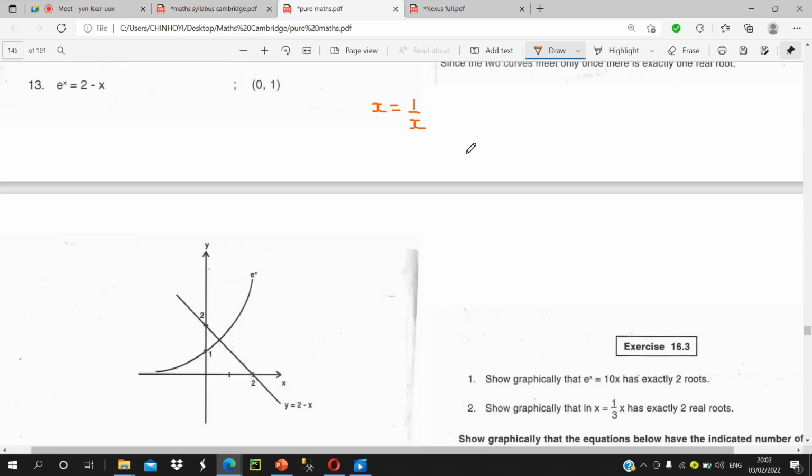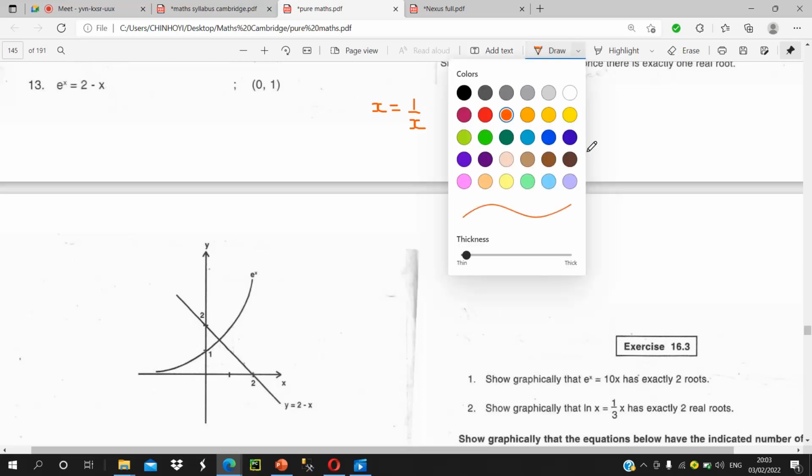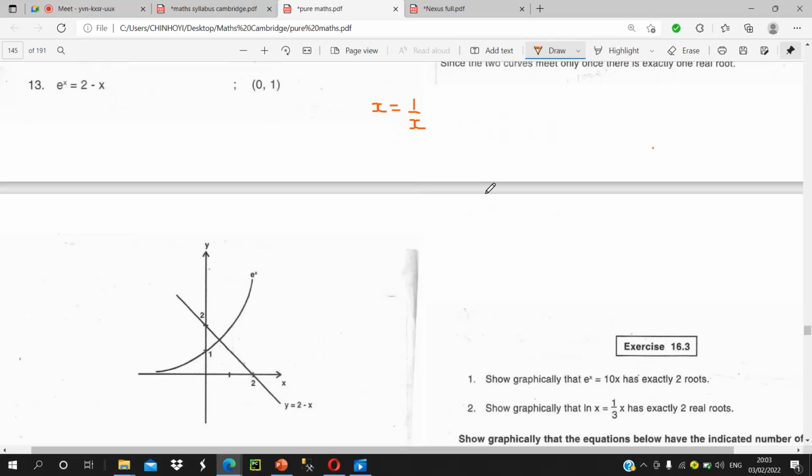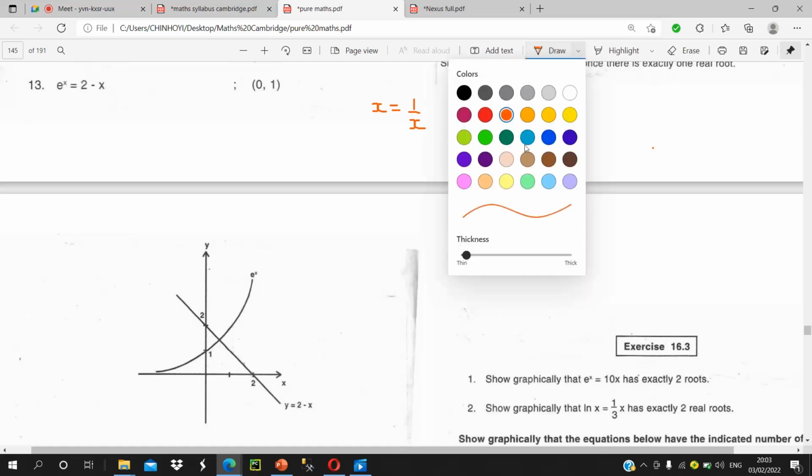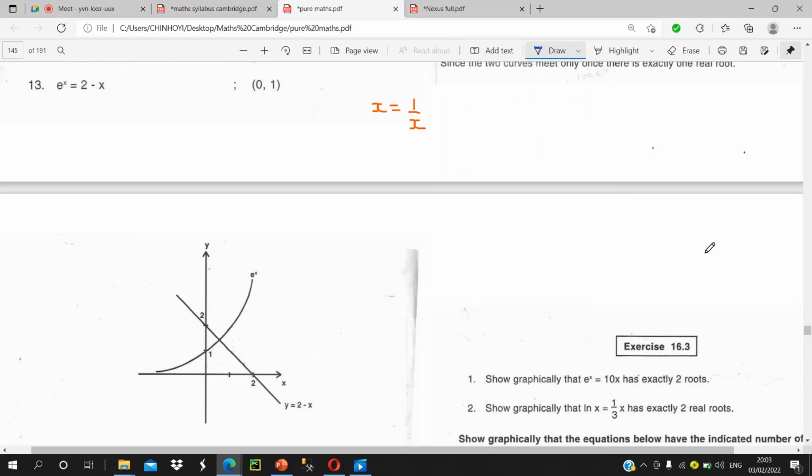As you can see, this equation, hello? Is it supposed to be x or should that be a y? No, it's x equals 1 over x. Okay. It's just a simple equation. I just wanted to highlight something to you. They're saying show that this equation has two real roots, right?